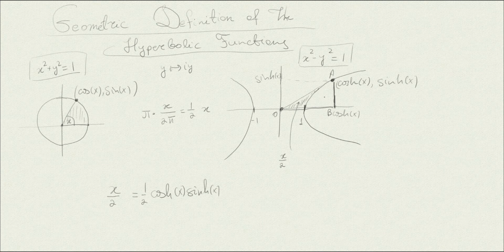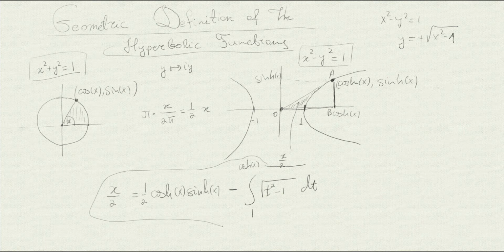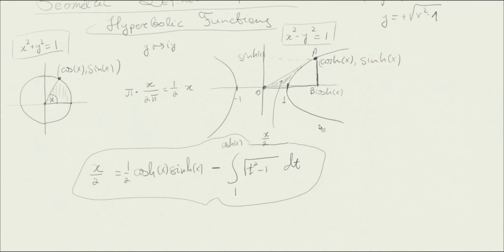But this is way too much. We need to subtract this area. So we need to subtract, and now let's use the parameterization of the hyperbola. So of course, if x squared minus y squared is 1, then y is the positive square root of x squared minus 1. But since the variable x is already reserved here, we will write it as t. So we need to integrate the function square root of t squared minus 1, dt, and we integrate it from 1 up to the hyperbolic cosine of x. Basically, we need to have this equality, and that's the definition of the hyperbolic cosine and sine function.